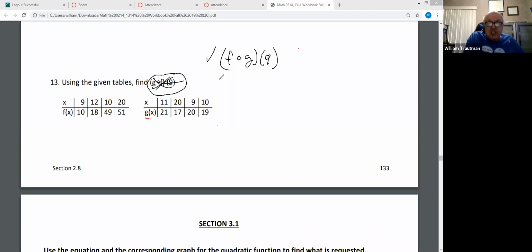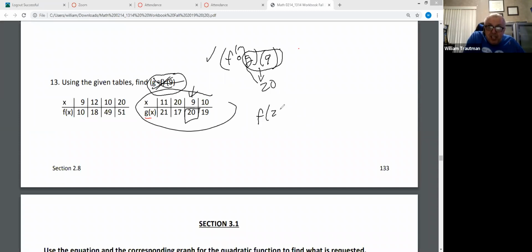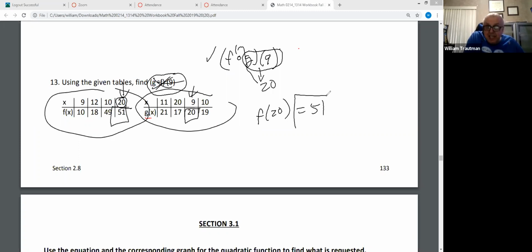Okay, there we go. So first we're finding g when x is 9. Here's function g. X is 9. The answer is 20. We're going to plug 20 into f and find the answer. So here's function f. We're plugging 20 into it. The answer when you've plugged 20 into f is 51, and that is the final answer.